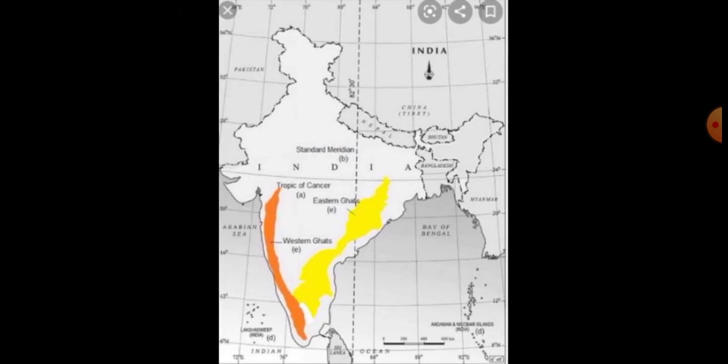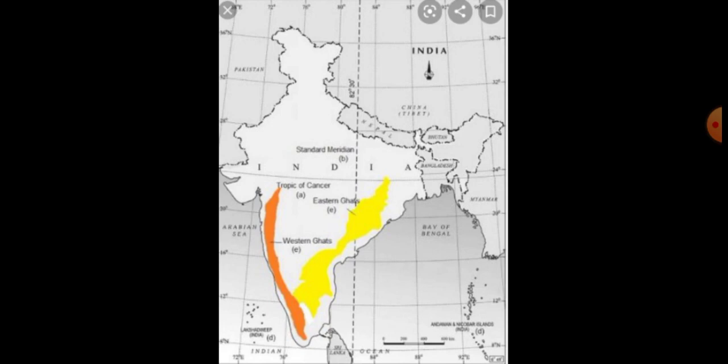Then you have to do the next map. Western Ghats and Eastern Ghats, likewise you have to draw. Western Ghats are on the western side, and the orange color is Western Ghats. The yellow color is Eastern Ghats. Eastern Ghats join the Western Ghats at the place of Nilgiri. Correctly you have to do it. Just see this map and do all these things.